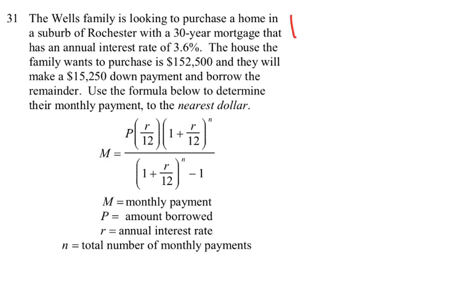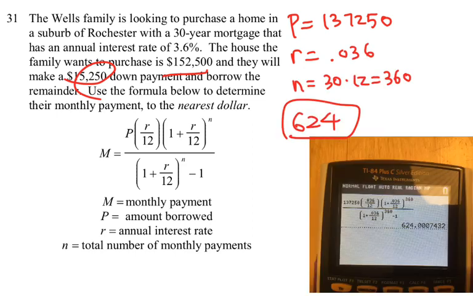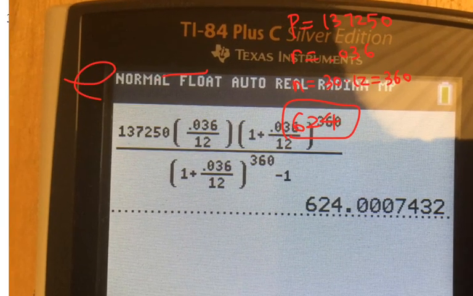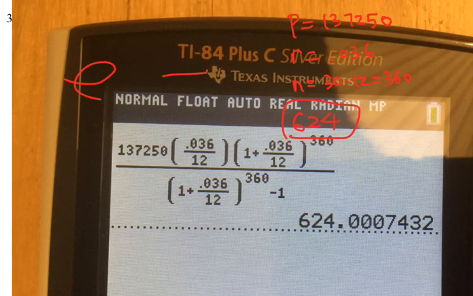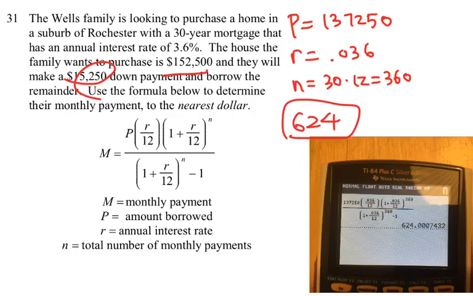So here we have P is equal to 13735, because out of the total price he made this much deposit, so we are borrowing that much less. The rate is equal to 0.036, because that's 3.6%, and N equals 30 times 12, because it's 30 years, and we get 360. What I have done on the bottom is plug in all those values based upon the formula given, and you can see that all those things have been plugged in. Once that happens, we get 624. 624 would have been our answer.